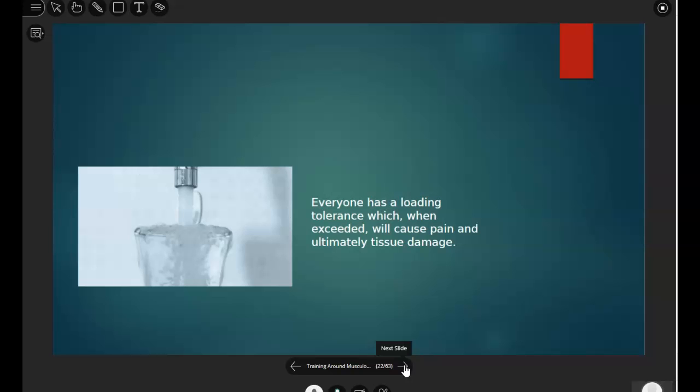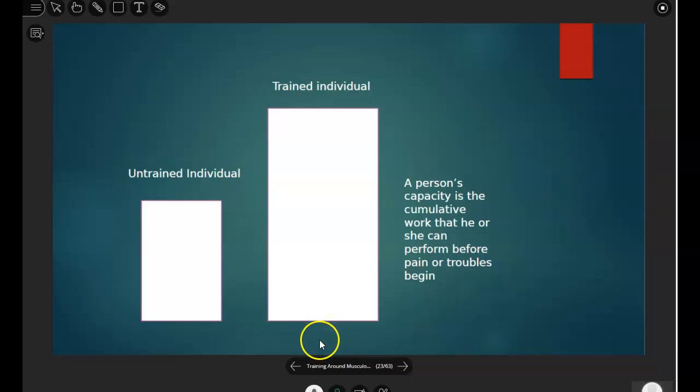So again, everyone has a training load, which when exceeded can cause pain and then ultimately tissue damage. As people become more trained, their training capacity also increases. So take one person who's never trained before. The same amount of stress that you would apply to a trained individual, which would be non-problematic, when applied to an untrained individual can cause serious problems for that person. Likewise, you can increase the amount of stress your body can handle by training.